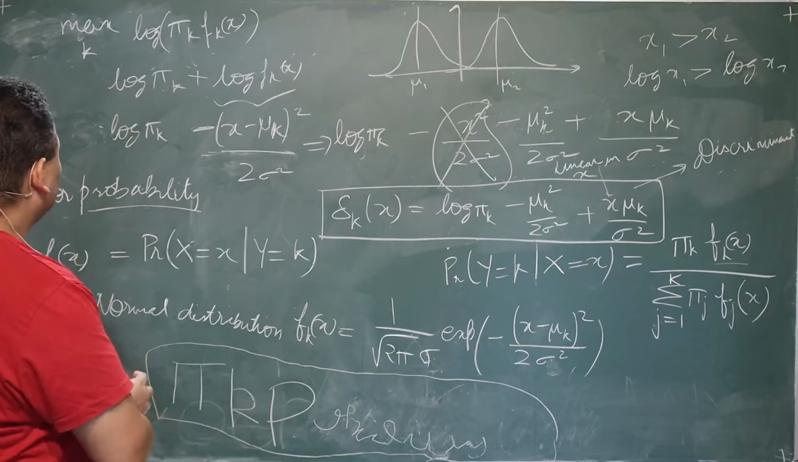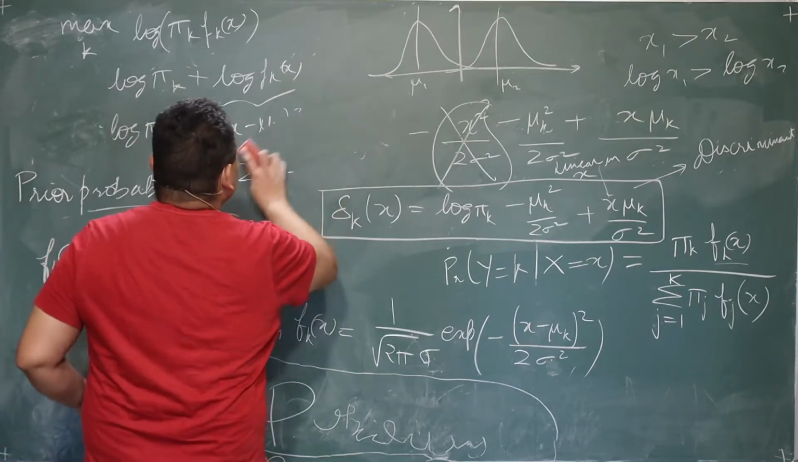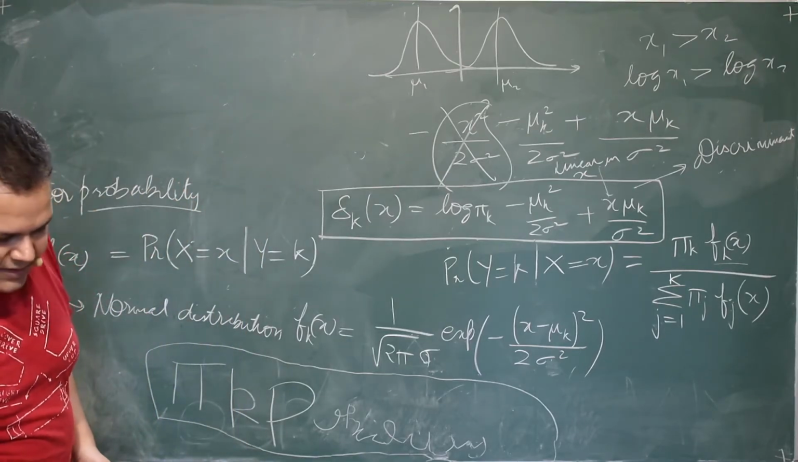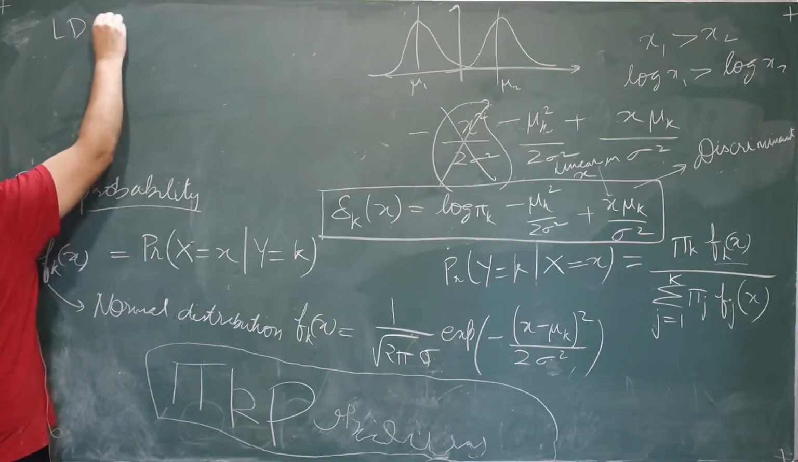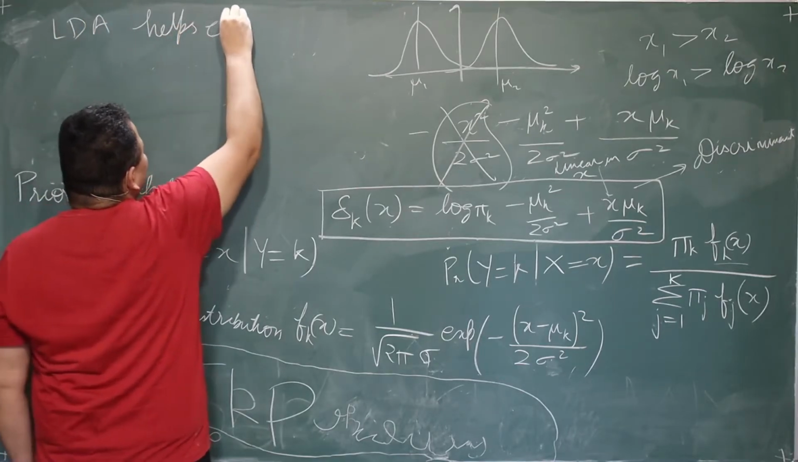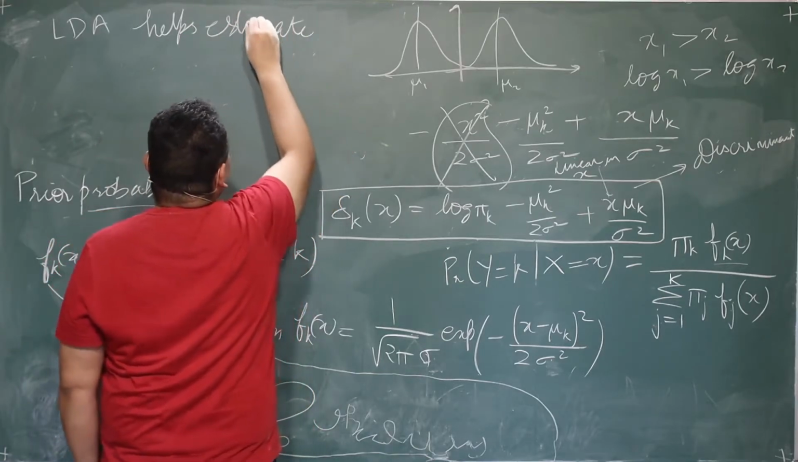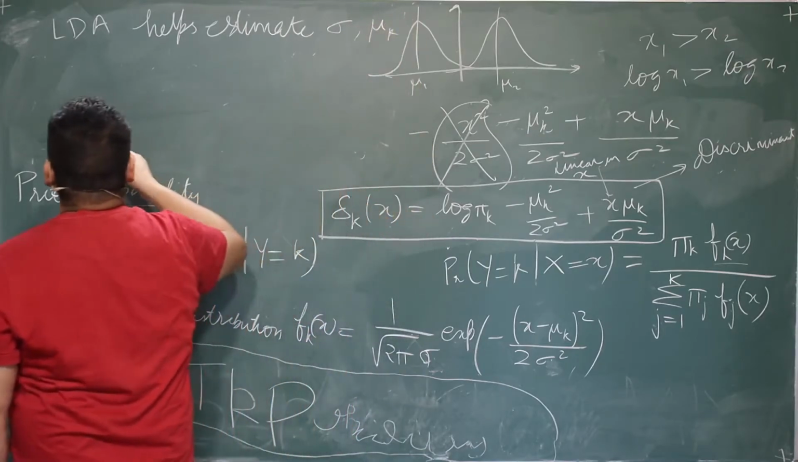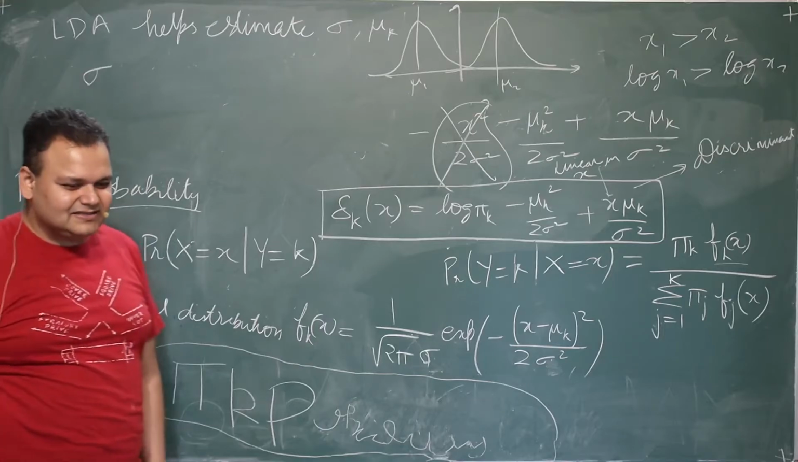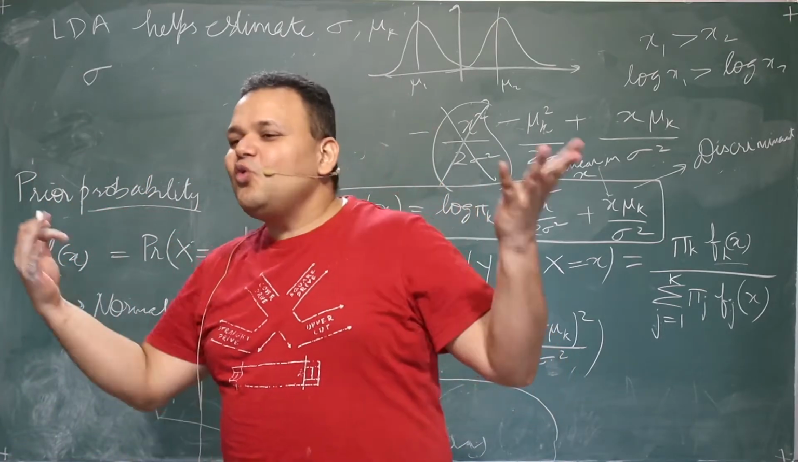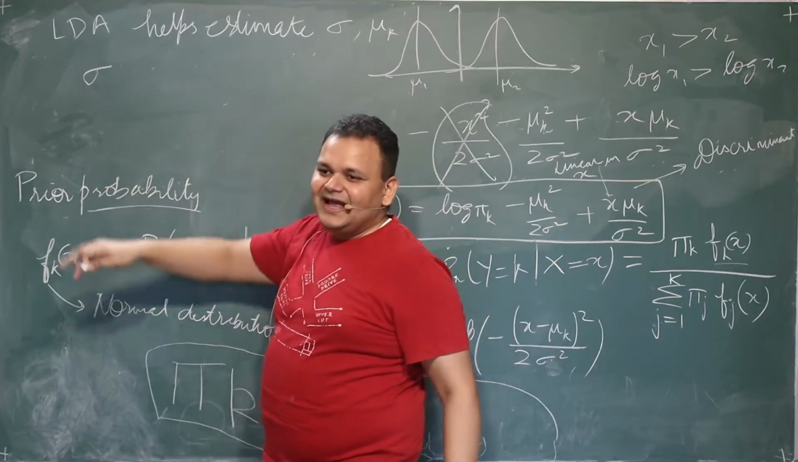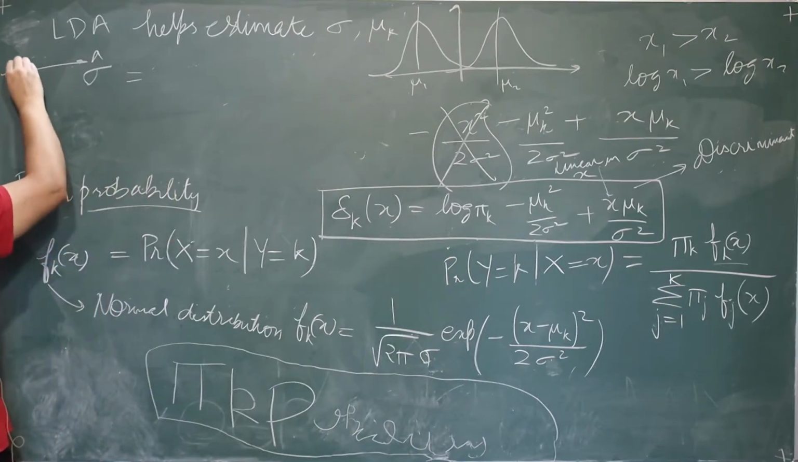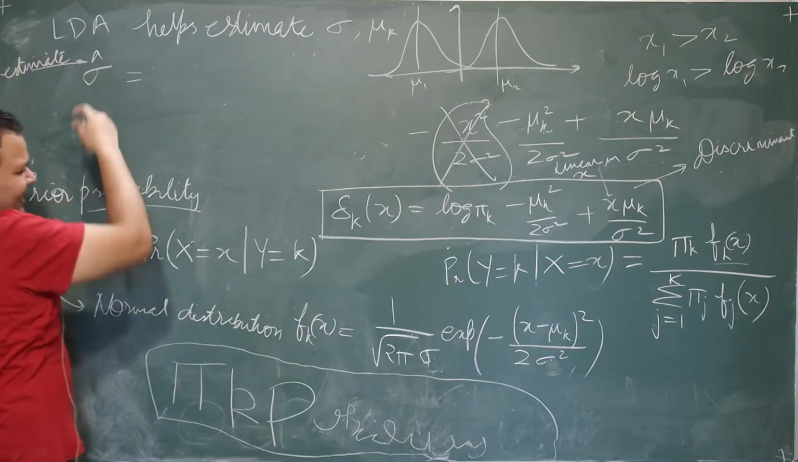Okay, so where am I? I'll erase these. So LDA helps estimate sigma and mu k. In most of statistics, the true value is called sigma, and whenever we are estimating the true value, we put a hat on top of it. So the hat stands for estimate. We obviously do not know the true value of sigma, so we can only estimate.